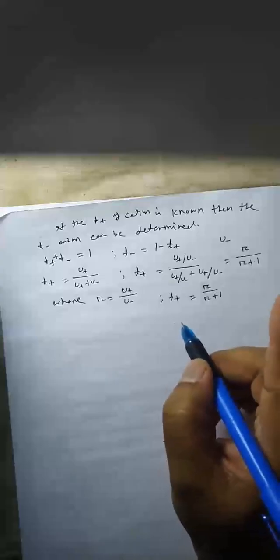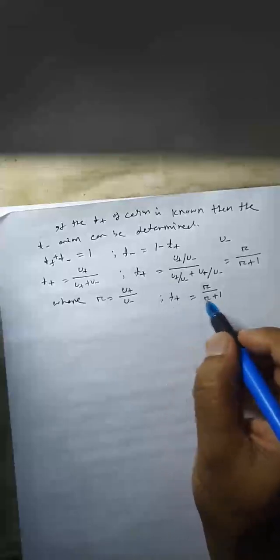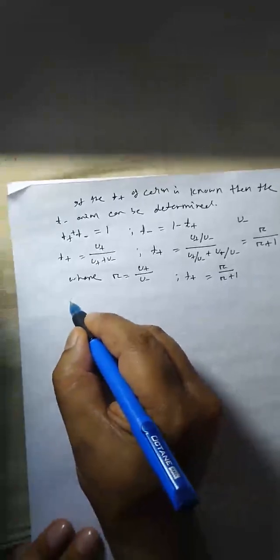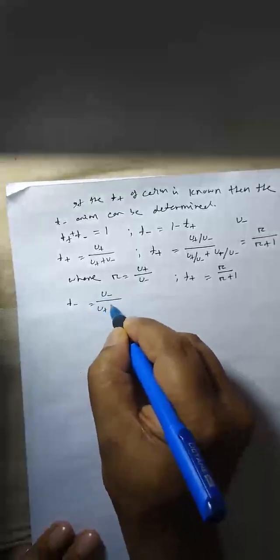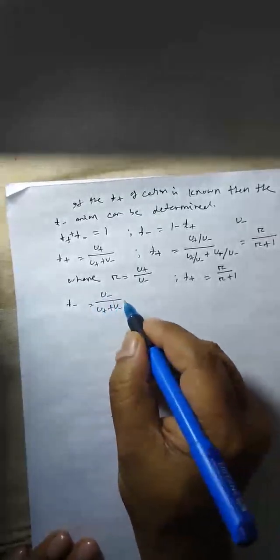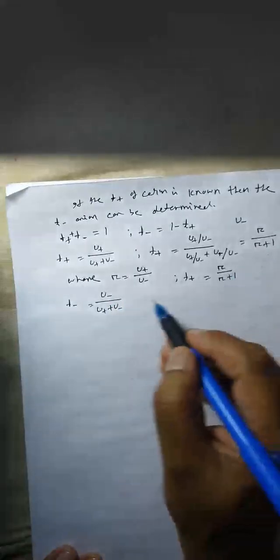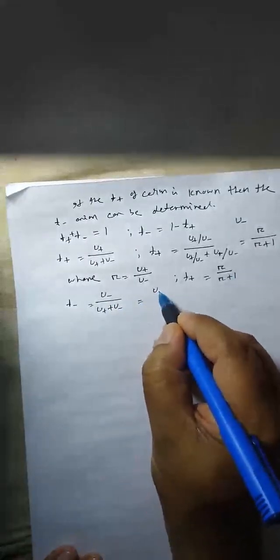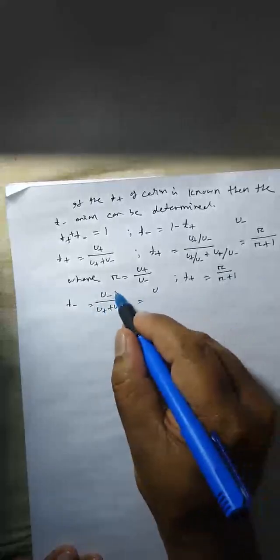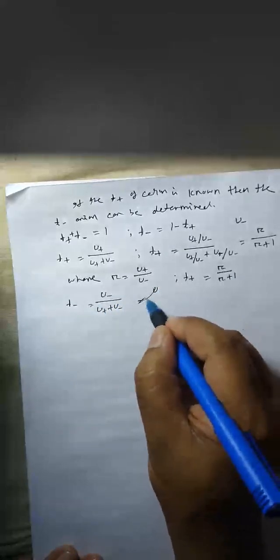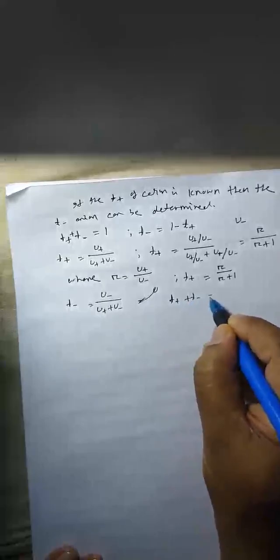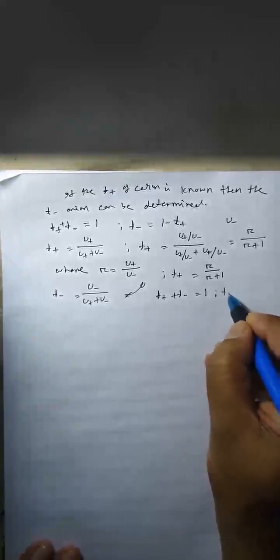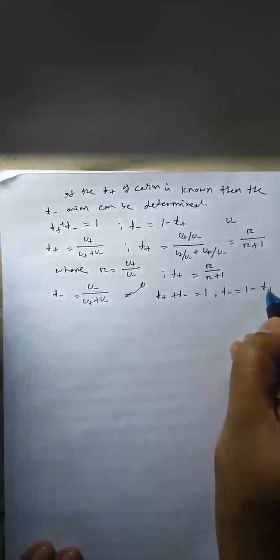Similarly, the transport number of anion and the speed ratio can be calculated. How? Now T minus, we know, is U minus divided by U plus plus U minus. Divide throughout by U minus, then you can get the relation. In this way you can calculate by dividing, or you can directly calculate. We know that transport number of cation plus transport number of anion is equal to 1. I want to find out the transport number of anion. So the transport number of anion is equal to 1 minus the transport number of cation.